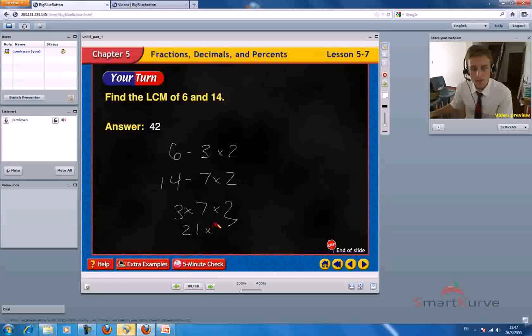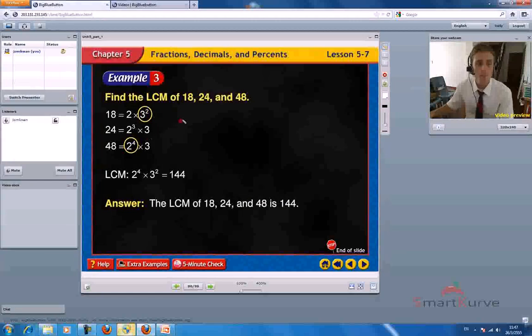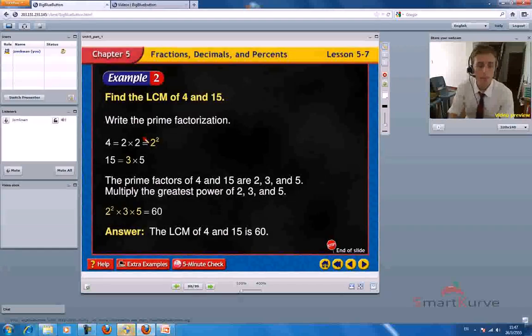So find the least common multiple of 6 and 14. Prime factorization. 6 is 3 times 2. 14 is 7 times 2. So we have 3 times 7 times 2. 7 times 3 is 21. 21 times 2, 42. The least common multiple is 42.